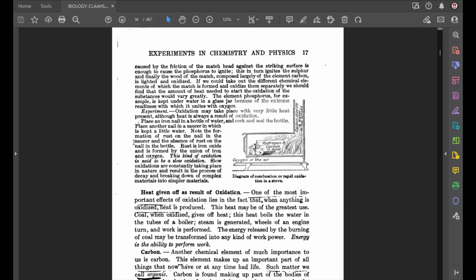Place an iron nail in a bottle of water and seal the bottle. Why do you think we seal the bottle in this experiment? To let no oxygen get in. So if we have an iron nail underwater, with no oxygen, so we seal it so that no oxygen can get in. We have iron and water. Does water cause rust? This experiment will show us if water is the cause of rust.